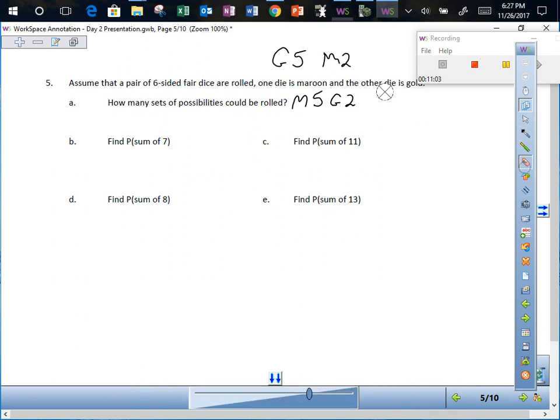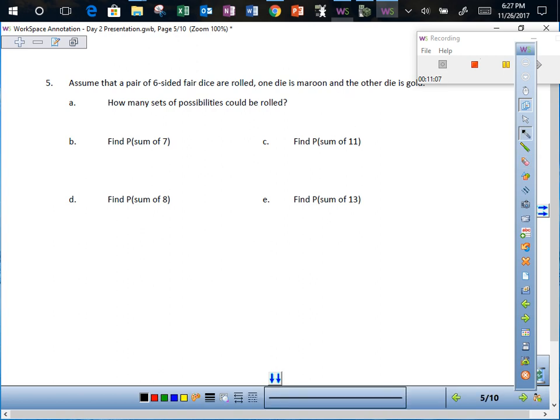So here's where I want to go first. It says how many sets of possibilities are possible? Well, I've got 2 dice. On the first die, I have 6 choices. On the second die, I also have 6 choices, for a total of 36 different outcomes. Now, my part B says find the probability of a sum of 7.